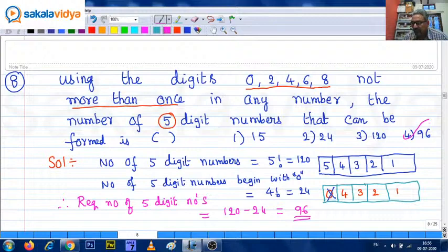Understood, all of you? Don't write the direct answer 120, it is not correct. It's incorrect. So 96. Directly we can say it is 5 factorial minus 4 factorial. Direct answer means a shortcut you can remember like this. Because total 5 without repetition is 5 factorial, and if 0 is in the first place, 4 factorial. So the number of 5-digit numbers is 5 factorial minus 4 factorial. Right.